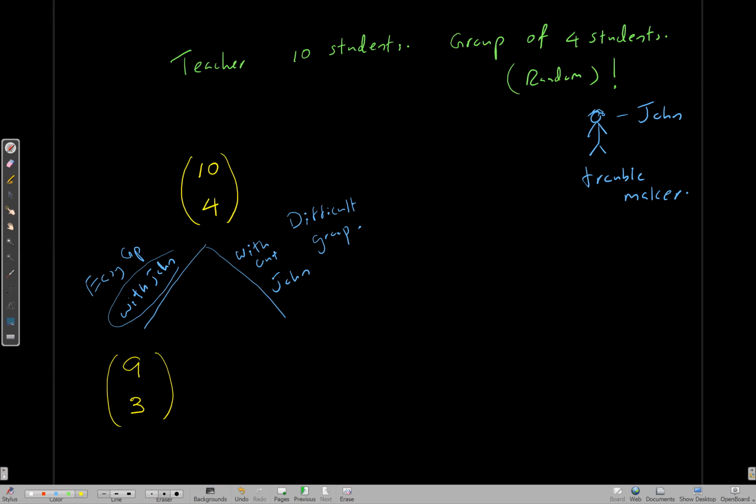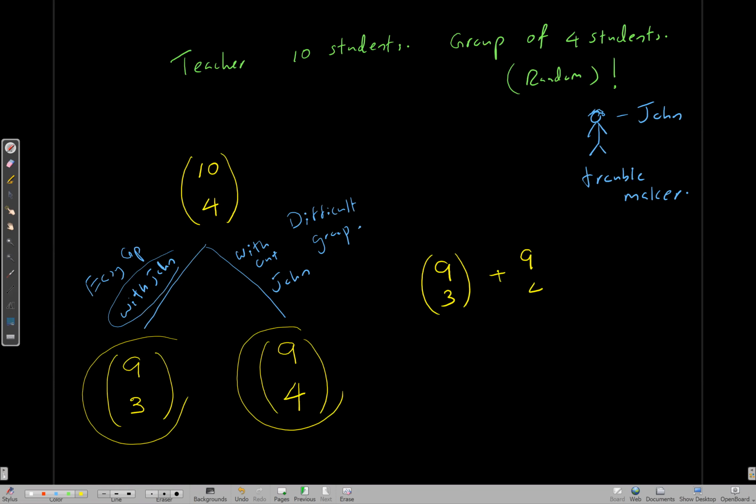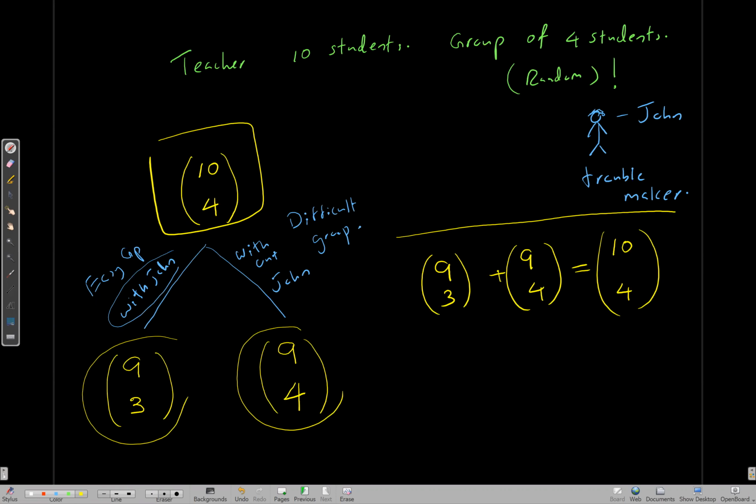Now, the next case, without John. In this case, we still have to choose 4, but we only have 9 to choose from because it's without John. These two together will cover all the possibilities. Because of that, we must have 9 choose 3 plus 9 choose 4 equal to 10 choose 4, right?